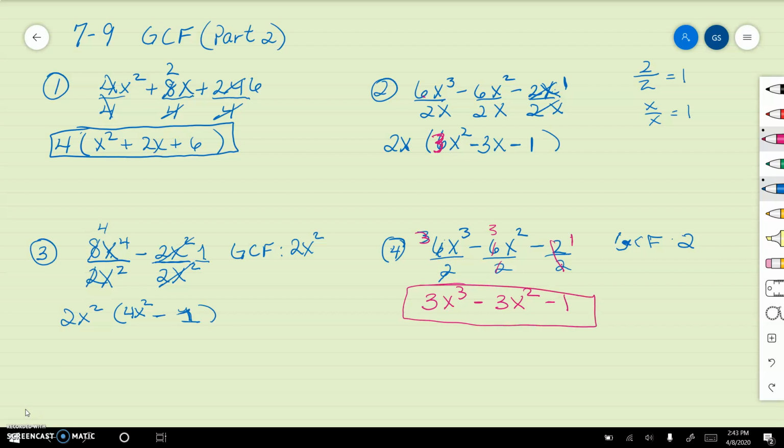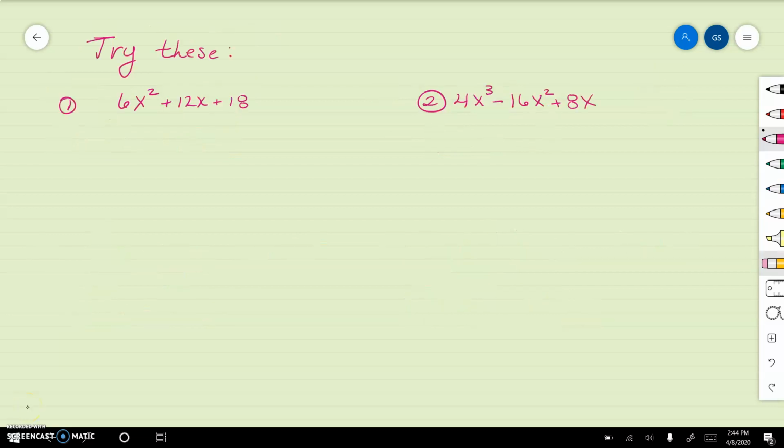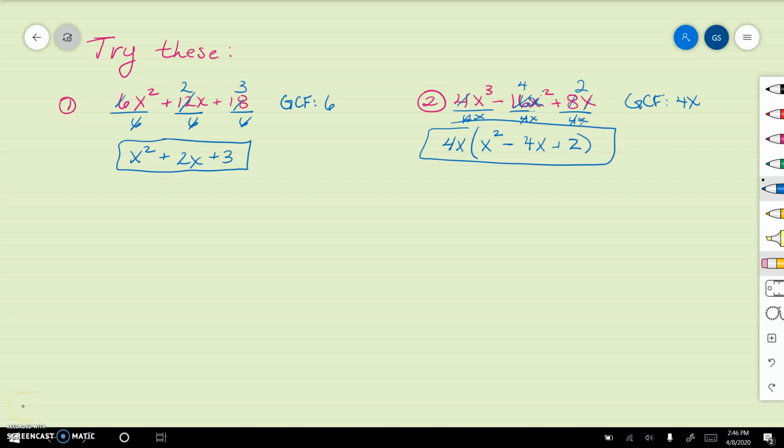All right, I'm going to give you 2 to do on your own. Work out these problems and see if you can come up with the right answer. And when you're done, hit play and I will put the answers up for you. Okay, so here are your answers. I hope you got them right. And if you didn't, hop on to Google Meet tomorrow at 11 o'clock.